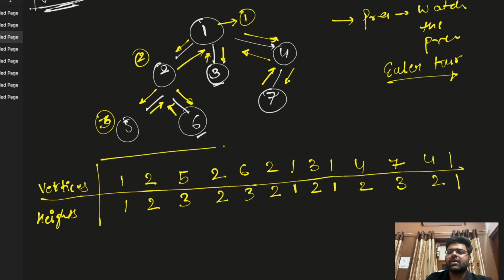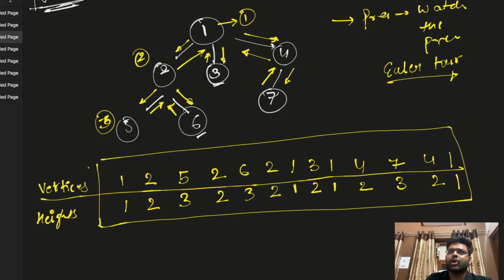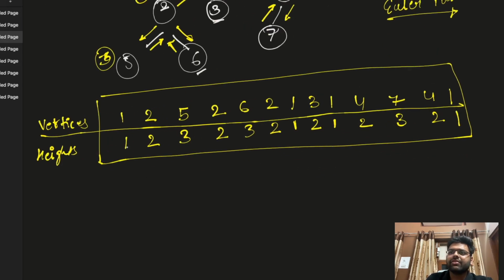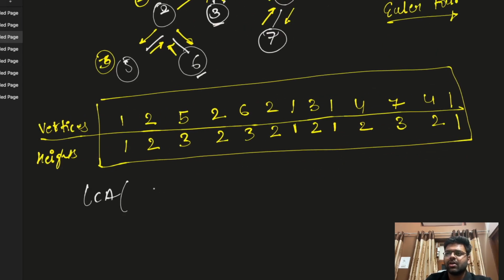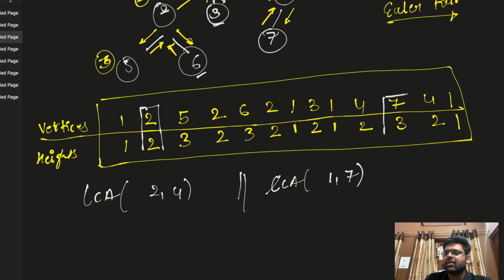Now here is a simple intuition, or I would say a simple mathematical logic behind it. If I ask you to find the LCA between 2 and 4, or between 1 and 7, what I'm claiming is that you simply take the range between them in the table. In this particular range, the value with the least height would be your LCA.